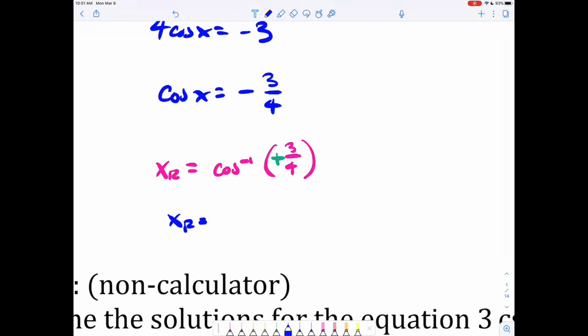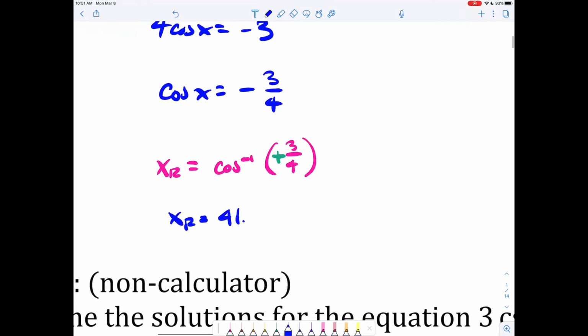Reference angle is, oh, I gotta use my calculator. Inverse cosine of 3 over 4. Now, in degrees, that's 41.4-ish degrees, or we know to go to 3 decimal places. Oops. Which would be that. Oh, whoops. There. That's what it would be, to 3 decimal places.